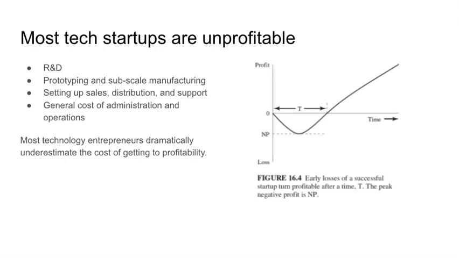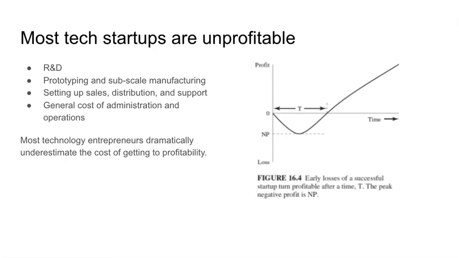These are much less expensive than they used to be. Rapid prototyping and 3D printing have enabled many tech ventures to get off the ground relatively inexpensively, but there usually are some expenses associated with subscale manufacturing. Setting up sales, distribution, and support, and the general cost of administration and operations are usually the areas that tech entrepreneurs fail to fully estimate or understand. These can be quite time-consuming and quite expensive in order to get to a point where an organization can sell a reasonable number of its products or services.